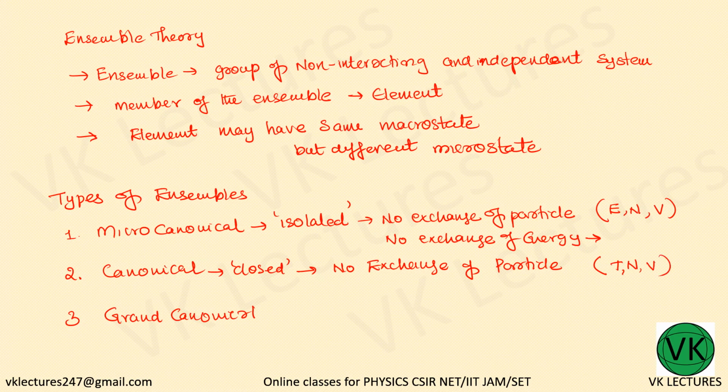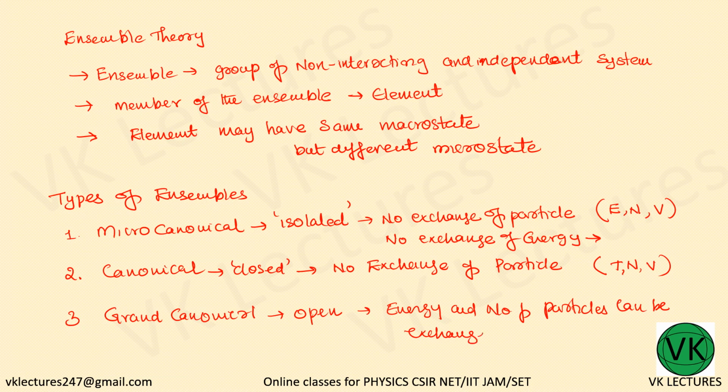Now coming to the grand canonical, it is also called an open system, where there is no restriction on energy or the number of particles. Both energy and number of particles can be exchanged between the macro states. Each macro state is defined by temperature, volume, and the chemical potential mu.